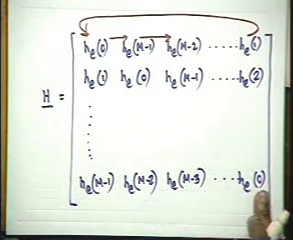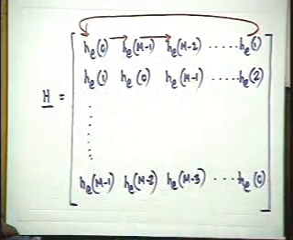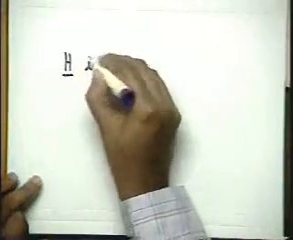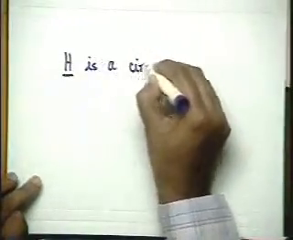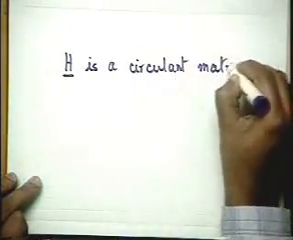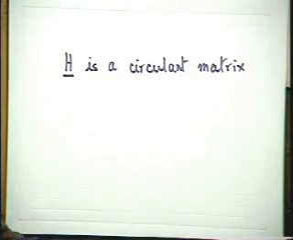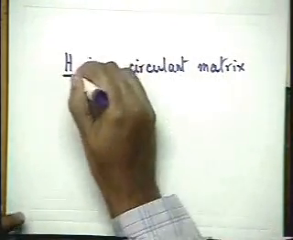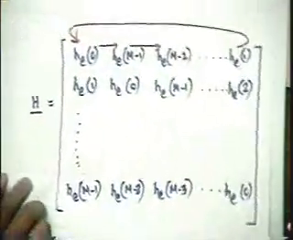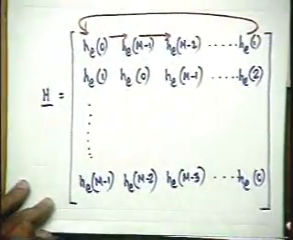Okay. So, do you know what this matrix is called? This is called the circulant matrix. Very good. So, I have capital H. So, capital H is a circulant matrix. Alright. So, this is the composition of the circulant matrix for one-dimensional signals.